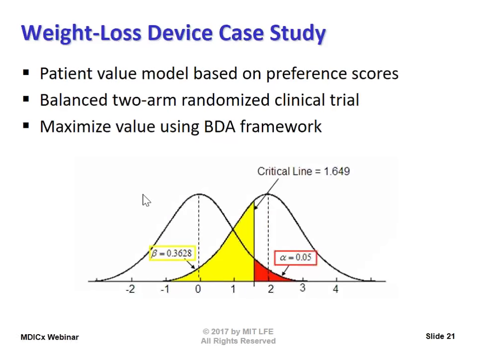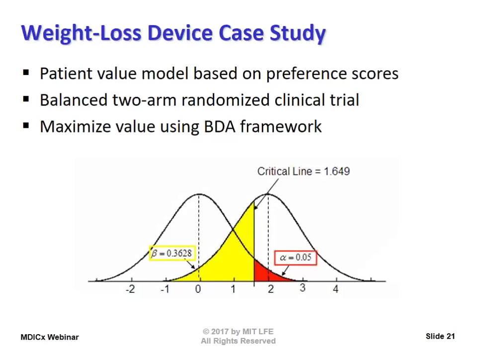And so in this analysis, we restrict ourselves to consider fixed sample, balanced, two-armed randomized clinical trials. And so this means that half the patients in the clinical trial are going to receive a control treatment of diet and exercise, and the other half of the patients are going to receive an investigational weight loss device. And so the optimization that we'd like to perform can be summarized by this figure below.